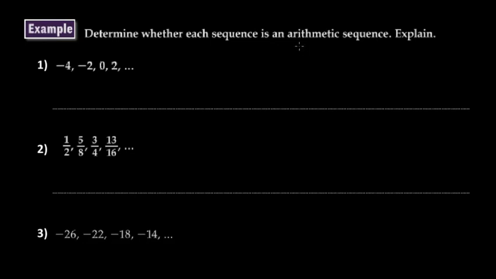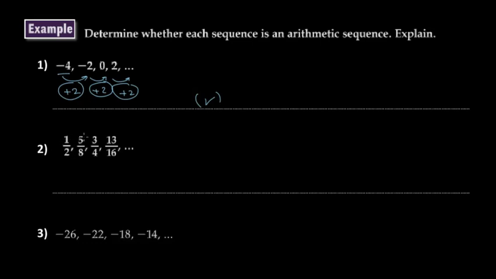Before we start solving, we need to know the meaning of an arithmetic sequence. An arithmetic sequence is any sequence where we add the same number to the previous term to find the next term. We can see it in number 1. For number 1 we have -4, -2, 0 and 2. From -4 to find the next term we add 2. From -2 to 0 we add 2. From 0 to 2 we add 2. Because we add the same number each time, this sequence is an arithmetic sequence. If we add a different number, this sequence is not an arithmetic sequence.